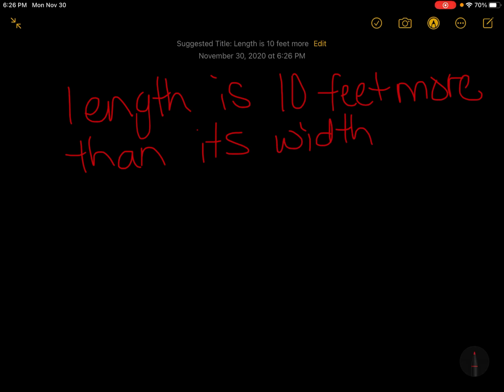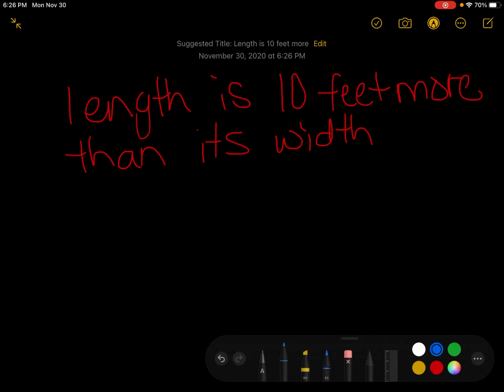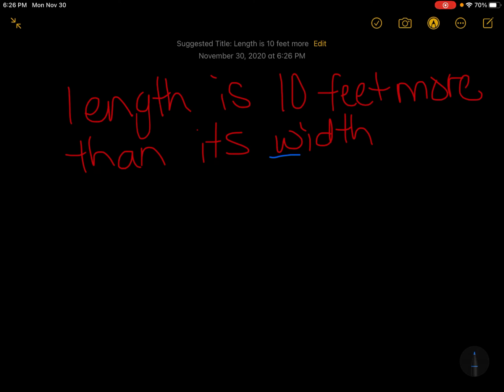And let's go ahead and translate that. If we were looking for the width, and let's go ahead and say that, we're looking for the length. Let's go ahead and say that width here is going to be represented by W and length is going to be represented by L. We're looking for the length, and we look back at our problem.